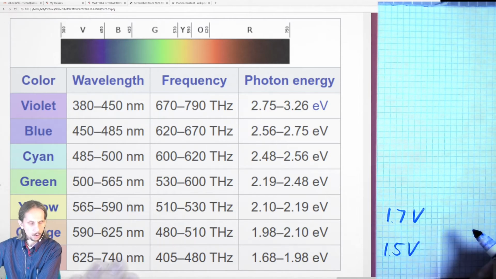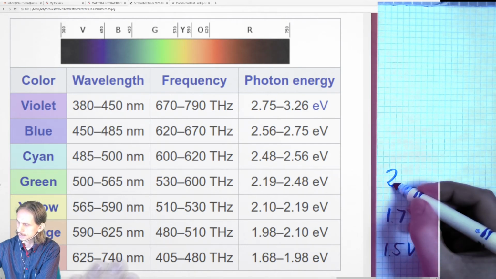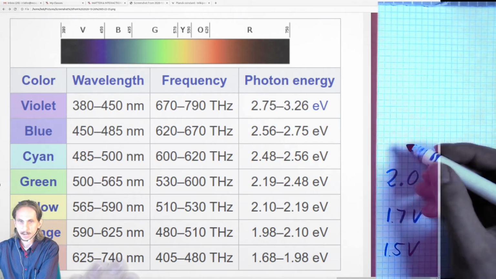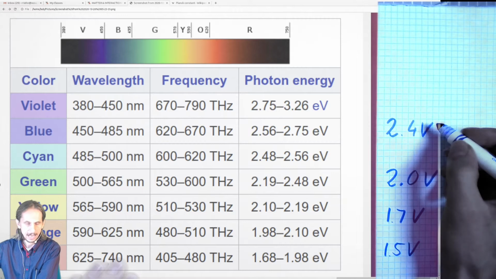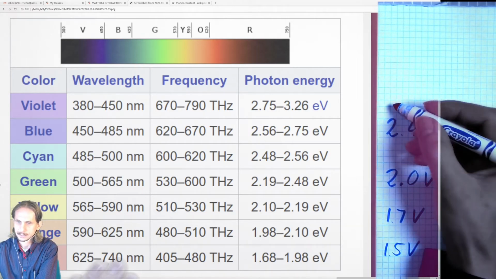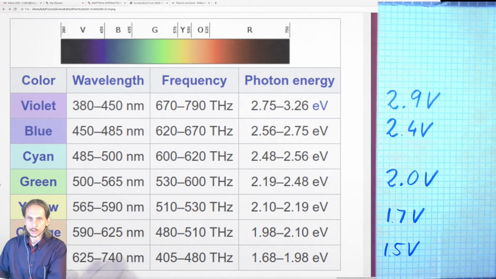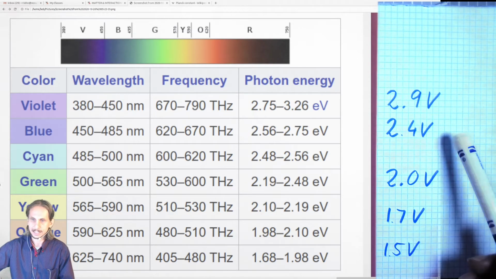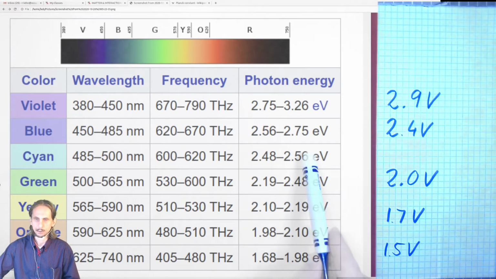For the green light, we saw that green light start to be emitted at around 2.0 volts. For the blue light, we started to see that turn on at about 2.4 volts, and the ultraviolet LED started to turn on at 2.9 volts. So we see that there's a pretty good agreement in the trend between the voltages that we needed to turn the LED on and the energy that the table told us that photons have.